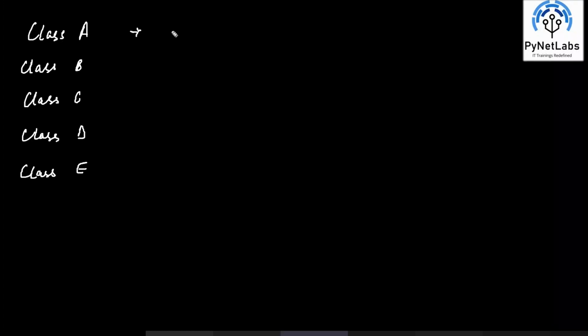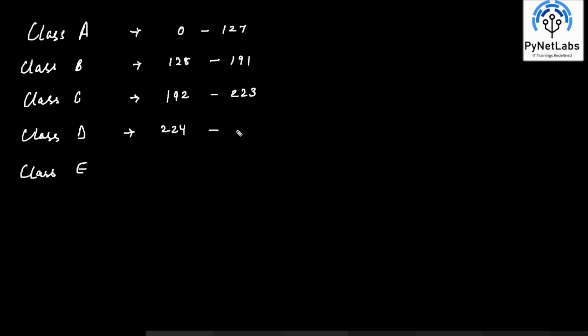Class A ranges from 0 to 127. Then class B ranges from 128 to 191. Then C goes from 192 to 223. Then we have class D, which is from 224 to 239. Then the last one, 240 to 255.